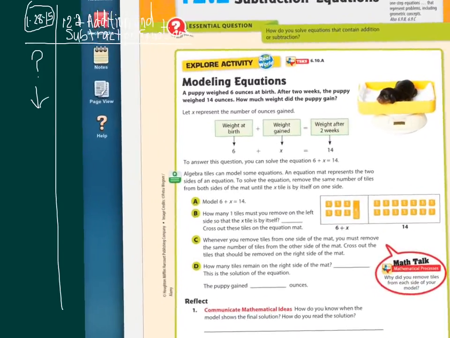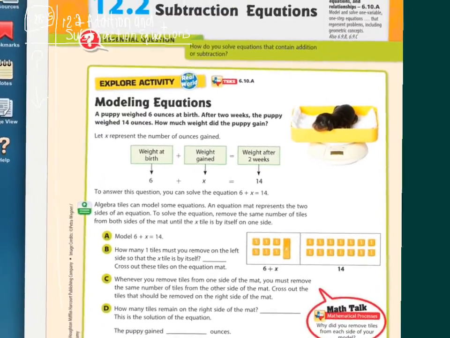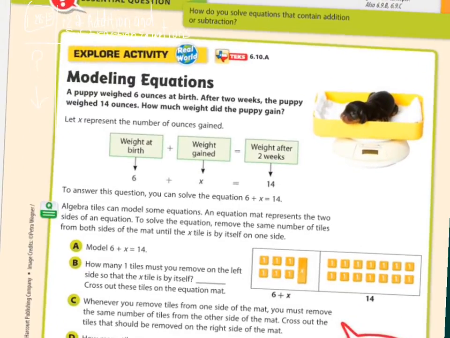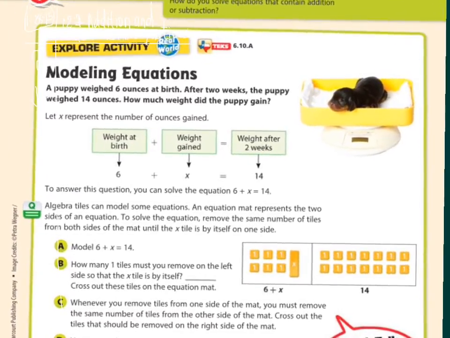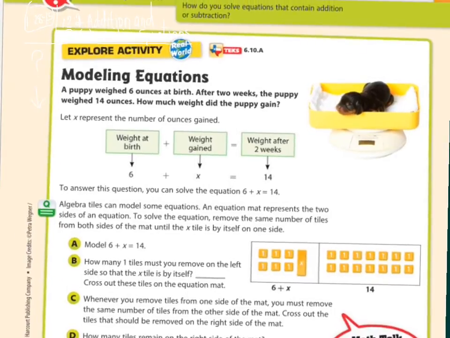This explore activity, I wanted to zoom in on it because the puppy is just so darn cute. A puppy weighed, this puppy, I guess, weighed 6 ounces when he was born. And then after 2 weeks, the puppy weighed 14 ounces. How much weight did the puppy gain? He's so cute.